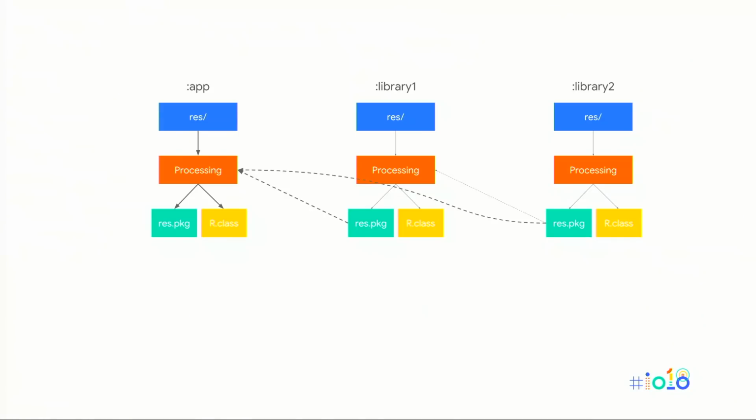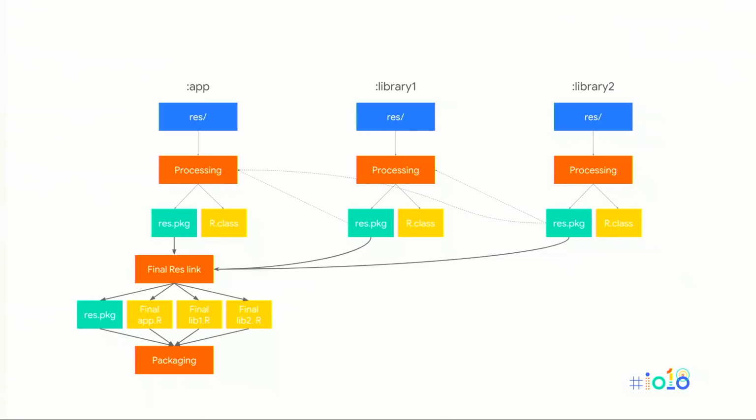When an app depends on library 1 and library 2, it's the same exact principle. At the end, we have an additional step because we need to take all those binary formats of the resources and merge them into the final one and create the final R class. So as you can see, we are generating a lot fewer classes, and also it's a lot more efficient.